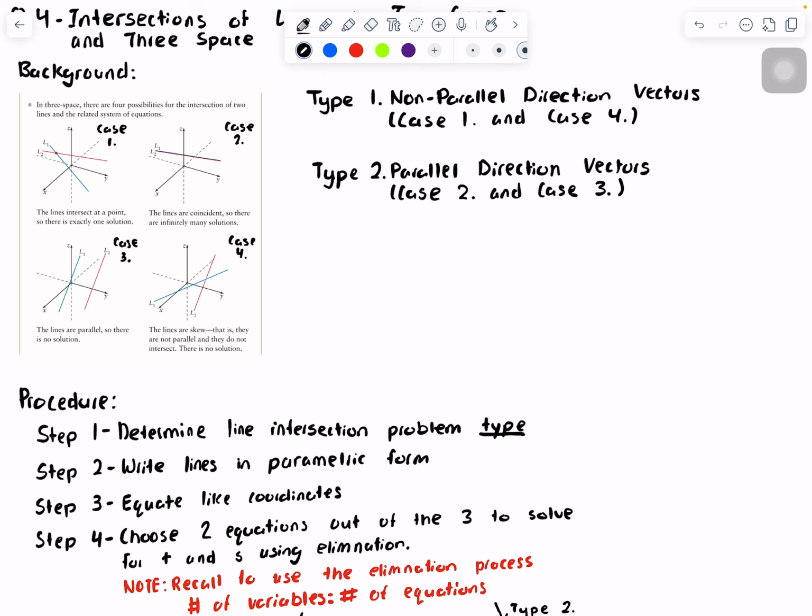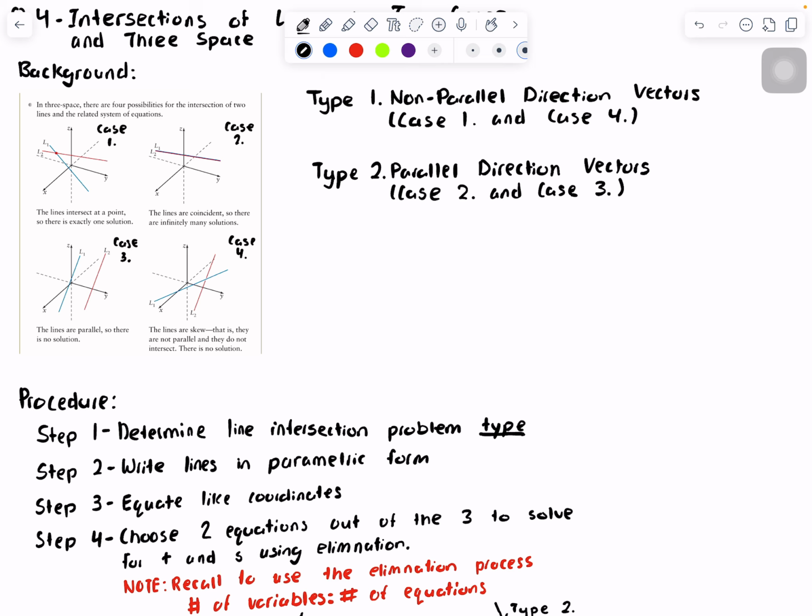And in case 4, you can think of it as one line lying on top of another, but because we're in 3 dimensions, these lines will never intersect. This is referred to as being skew. We can even classify these 4 cases into 2 types. That's how I labeled them. I call them type 1 and type 2.